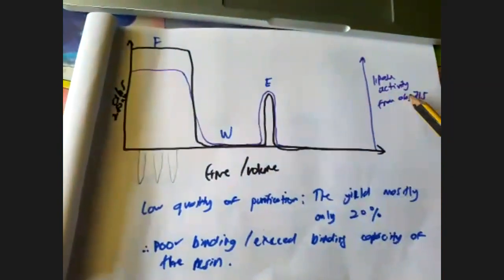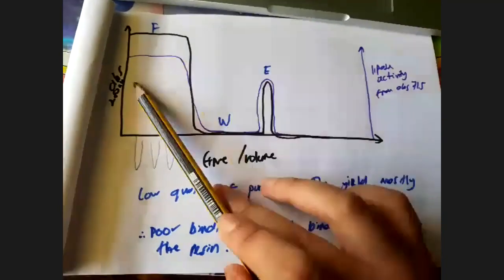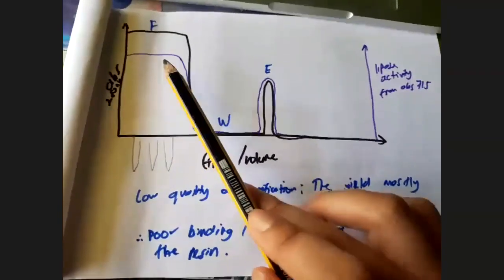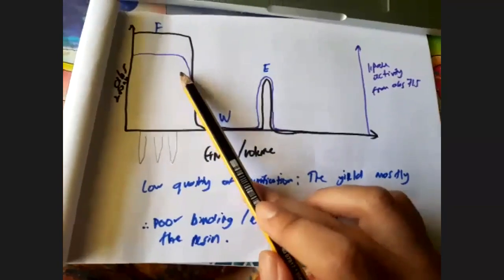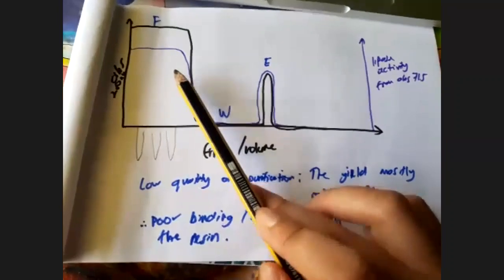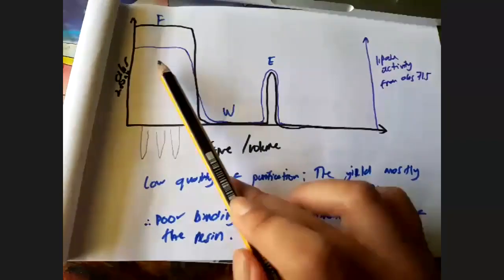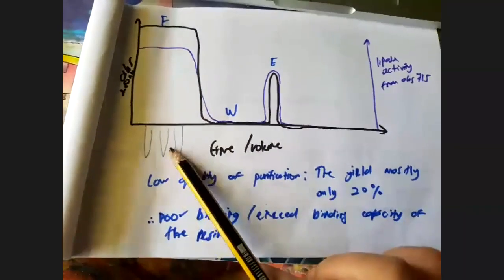I mean high lipase activity in here. There must be something wrong because the binding is so poor to the matrix. That means the lipase is not bound properly to the matrix. That's why it is being washed out. I mean, it is being wasted in the flow through. It is coming out in the flow through fraction.